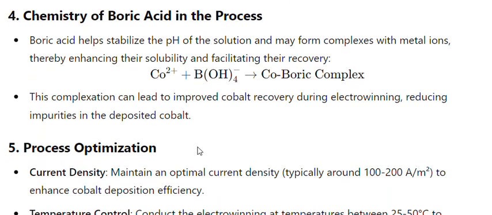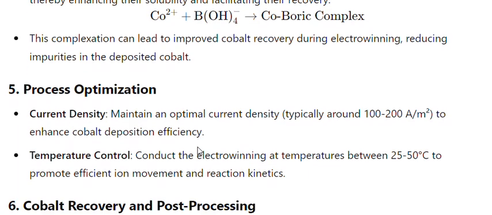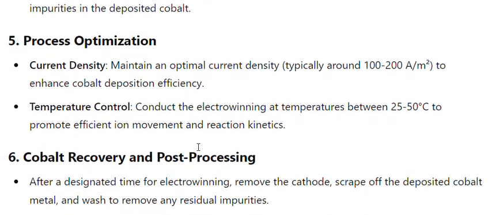4. Chemistry of boric acid in the process. Boric acid helps stabilize the pH of the solution and may form complexes with metal ions, thereby enhancing their solubility and facilitating their recovery. Co2+, right arrow Co-boric complex. This complexation can lead to improved cobalt recovery during electrowinning, reducing impurities in the deposited cobalt.